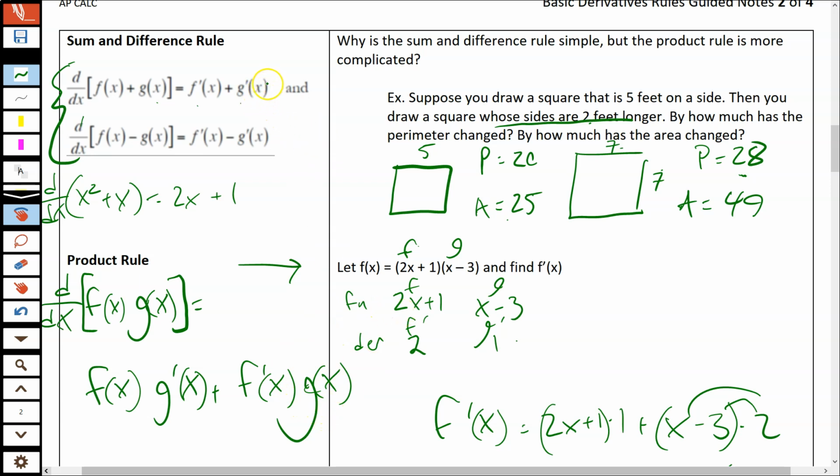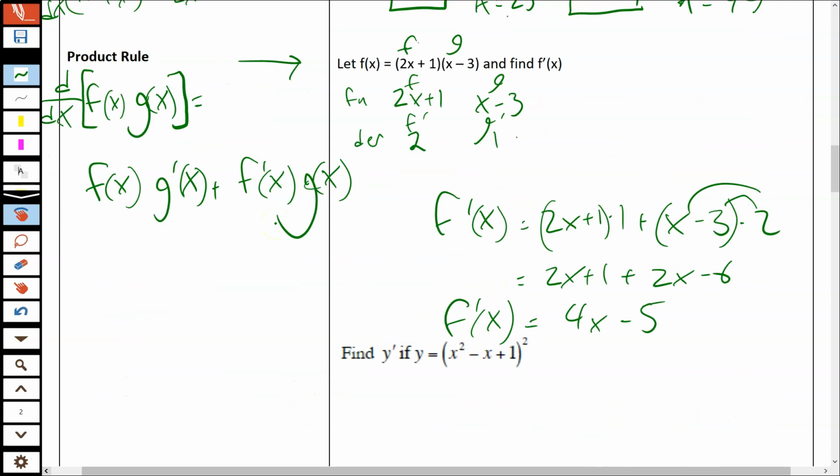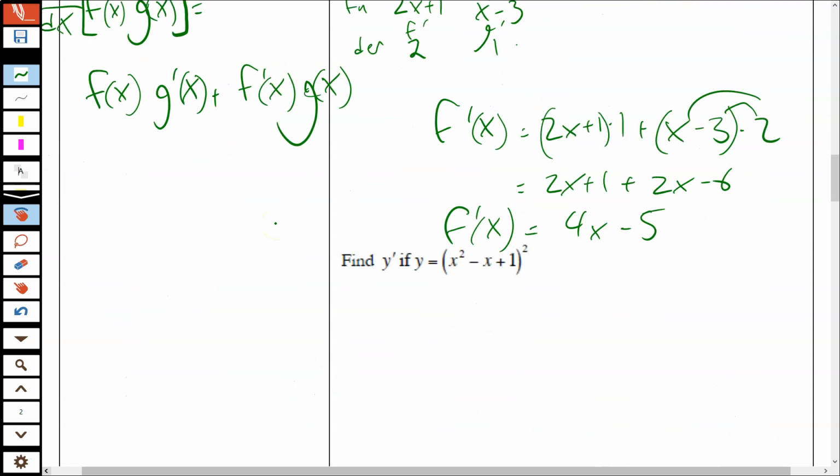So you can't treat it just like addition and subtraction. We have this rule to capture this greater difference for multiplication. All right, let's do one more example before we move on to product rule.